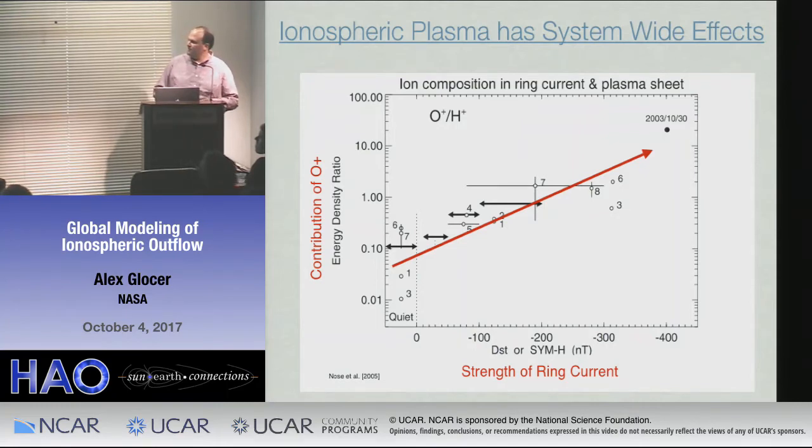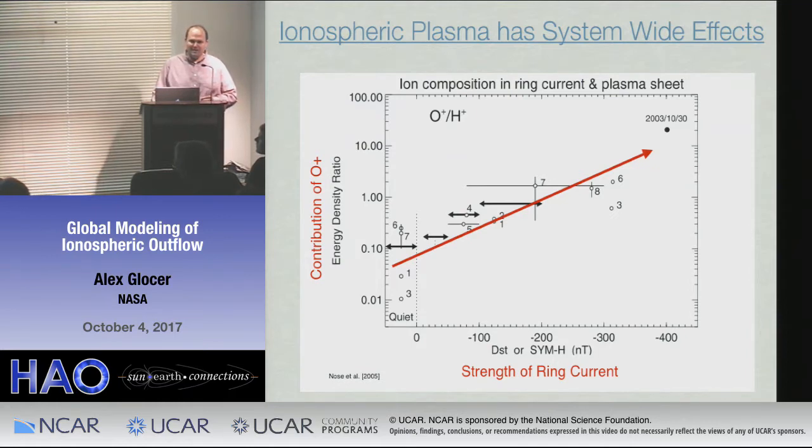Combining a lot of different studies, they're showing the contribution of O+ to the energy density of the ring current as a function of the strength of the ring current as measured by Dst. What you see here is basically that for stronger events, more O+, or more ionospheric plasma, is contributing to the ring current energy density. So if you're interested in understanding the magnetosphere during strong geomagnetic storms, you really want to understand where the plasma is coming from, and you need to understand how it's getting out of the ionosphere.